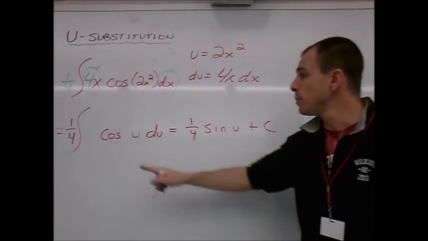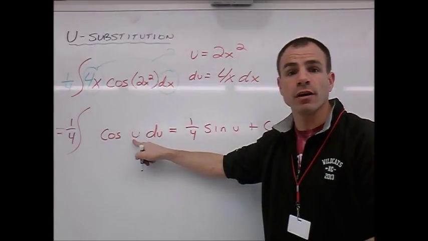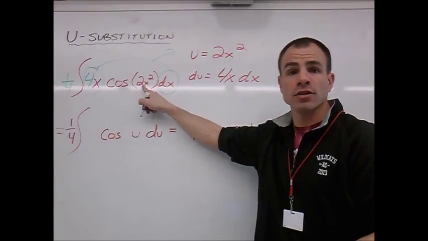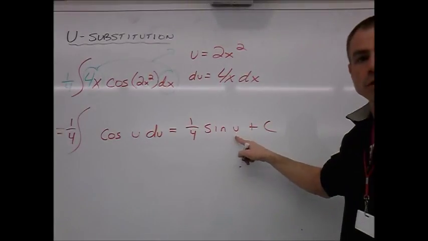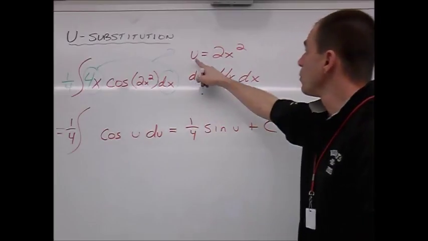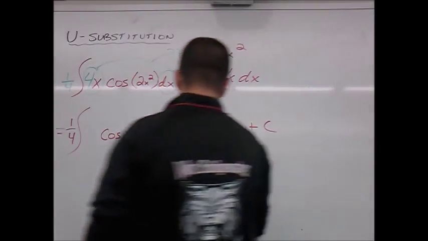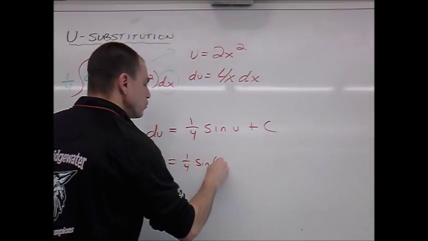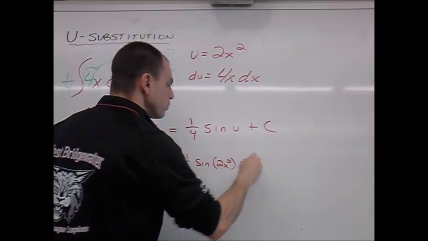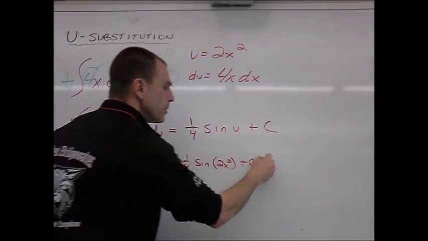We were allowed to do it because we just had one single variable right there, instead of an expression that's more than a variable. Okay, we don't want our answer in terms of u, we want our answer in terms of x. We know that u is equal to 2x squared, so we have 1/4 sine 2x squared plus c. Okay, that's going to be our answer.